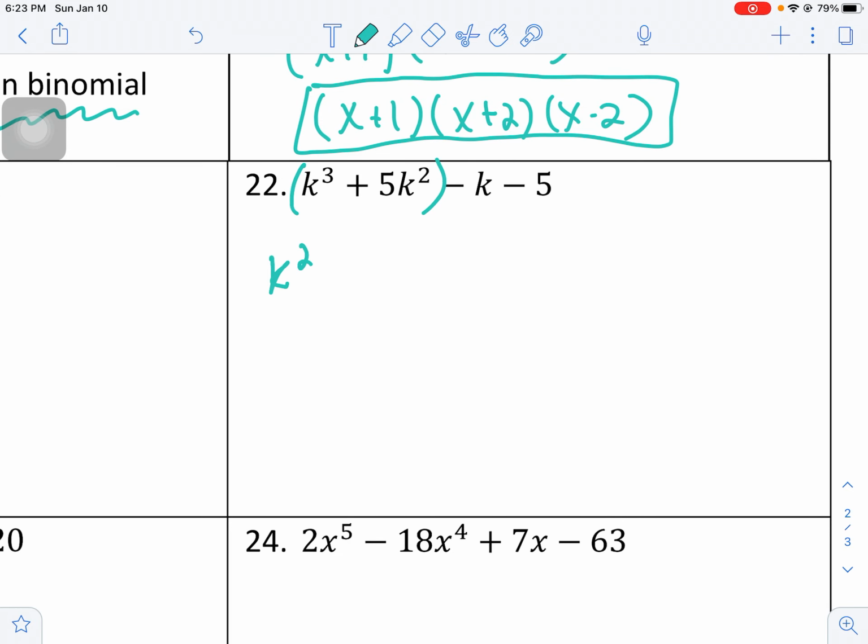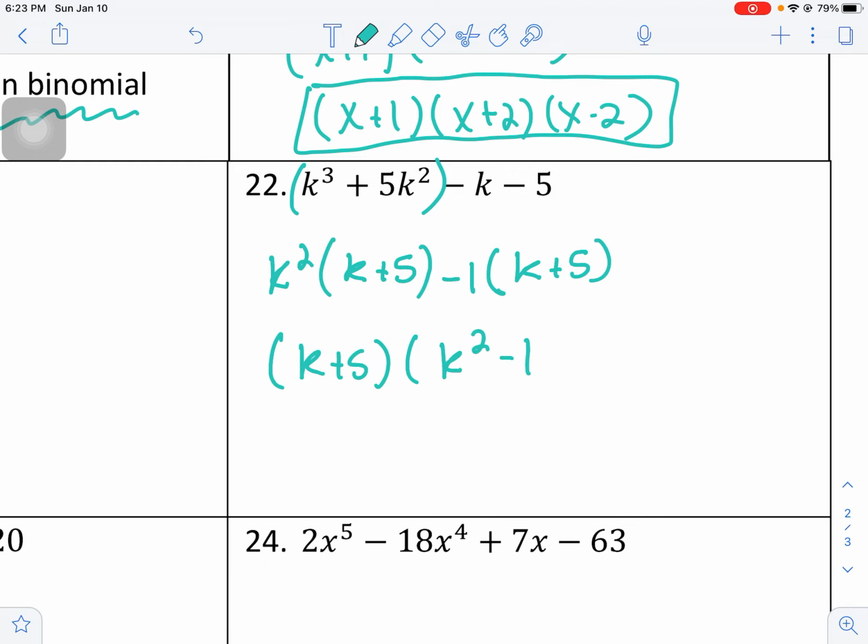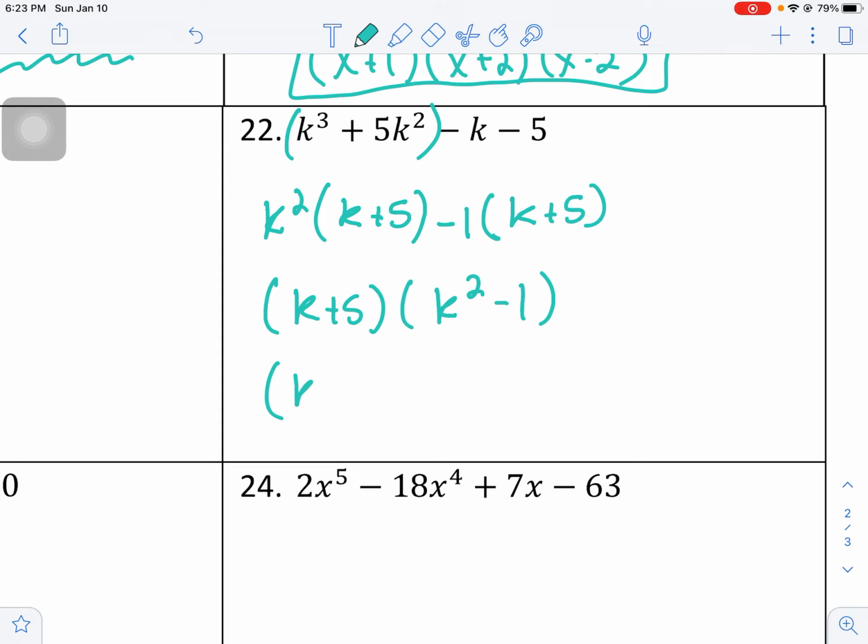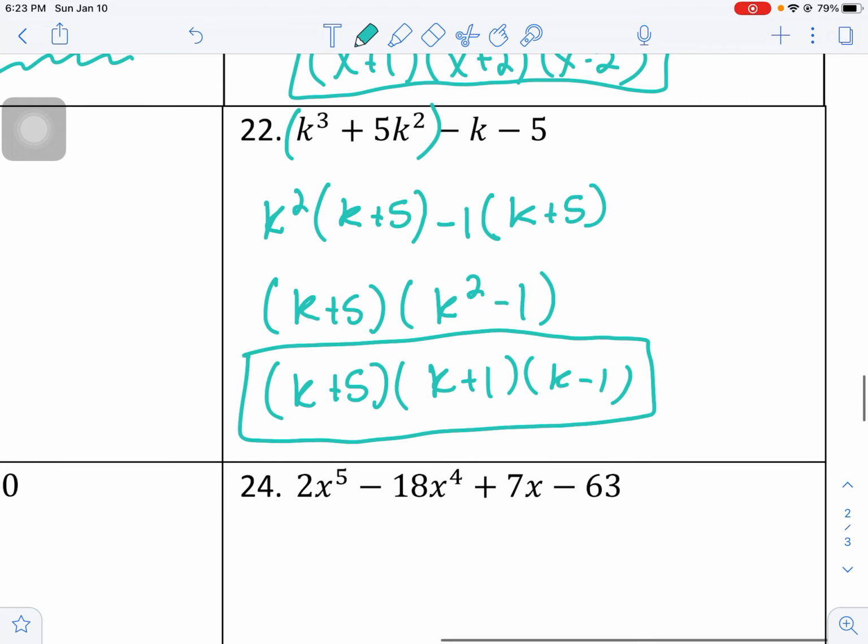Same idea. Group the front. K squared comes out, so we get k plus 5. We need k plus 5 out of that, so I'm thinking negative 1 gives us k plus 5 here. Now we factor the k plus 5 out of both of those terms, so k plus 5. And what would be left would be k squared minus 1. K squared minus 1 is a difference of squares. So we go k plus 5, k plus 1, k minus 1. And there's all of our factors.